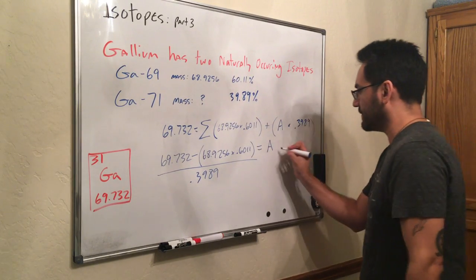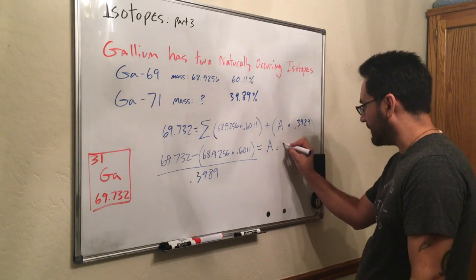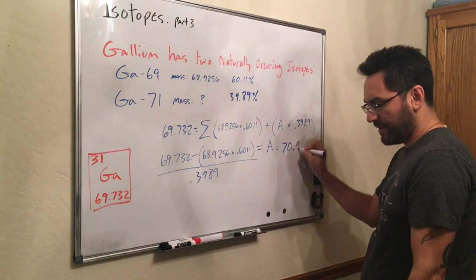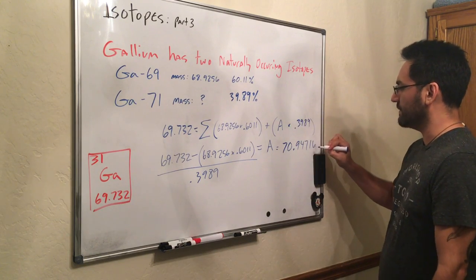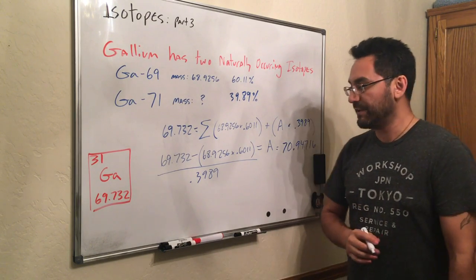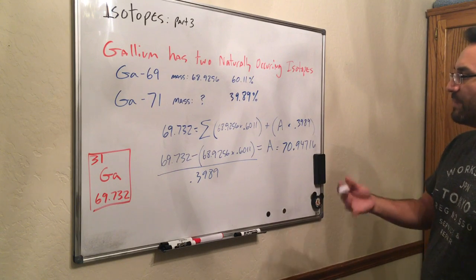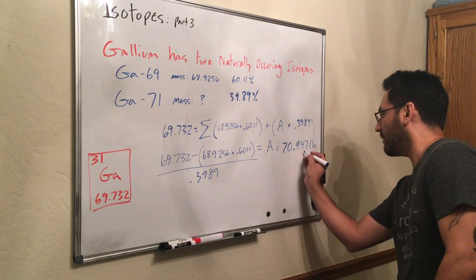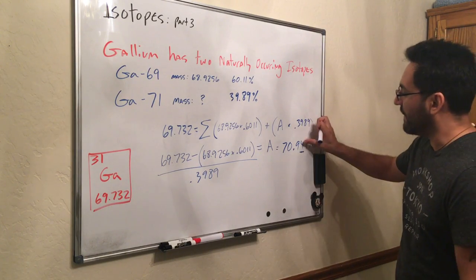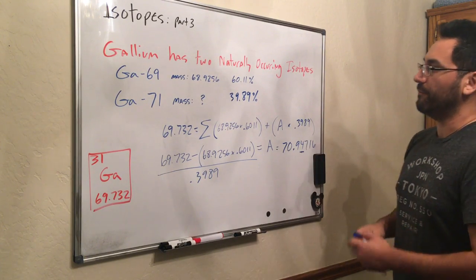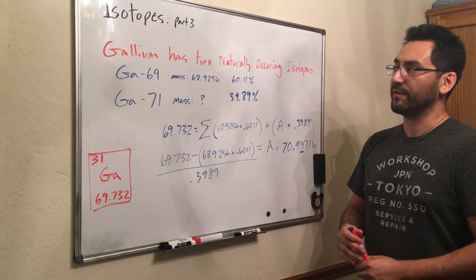So if we calculate this, the mass of gallium-71 is actually 70.94 with some other numbers, 716. And when we talk about significant figures, we can figure out how many figures we can actually keep. We'll usually keep this amount. So it'll be 70.95, we would round up. But that's how we would go about solving a problem like this.